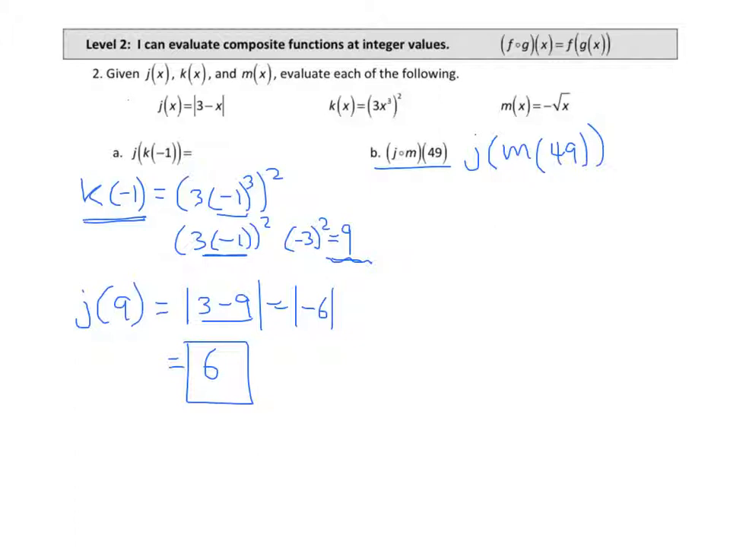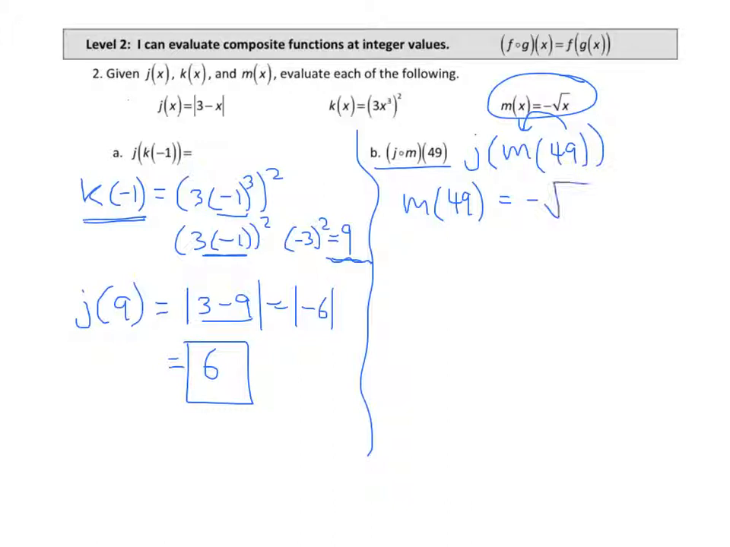Okay, so for this one, I'm plugging 49 into m first. So the first thing I do is I evaluate m of 49. So I plug 49 into m up top, and we get -square root of 49. Since that negative's on the outside, it doesn't affect my square root. First I do the square root of 49, which is 7, but because of the negative, I get -7.